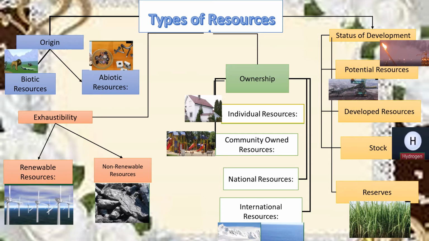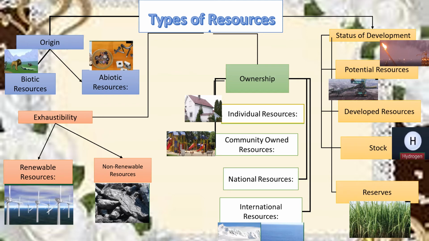Next one is potential resources, where resources are there in the region. You know there's a resource in that particular region, but it has not been utilized. For example, let's take places like Rajasthan and Gujarat, where we know it has the potential for solar and wind energy, but unfortunately, it has not been put to use.